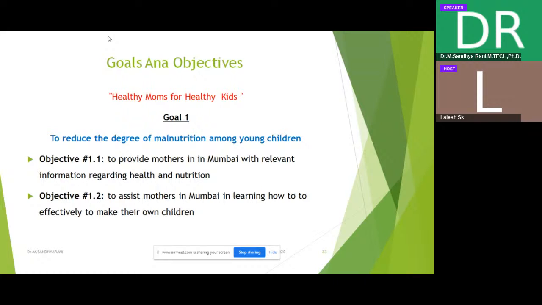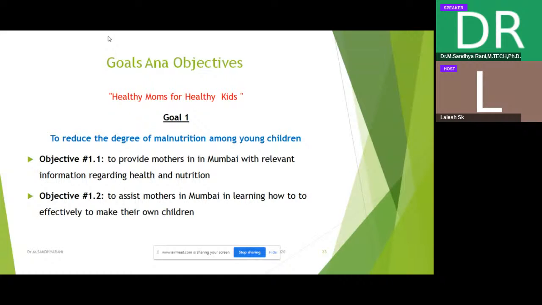Objective 1, that is 1.1, is to provide mothers in Mumbai with relevant information regarding health and nutrition. So, if the mothers in Mumbai know about health and nutrition, automatically the degree of malnutrition among young children will reduce. What is my second objective? Objective 1.2 is to assist mothers in Mumbai in learning how to effectively make their young children much healthier. Again, the same thing. If I'm able to fulfill the objective, I will be able to fulfill the goal. So, a goal is bigger than an objective.